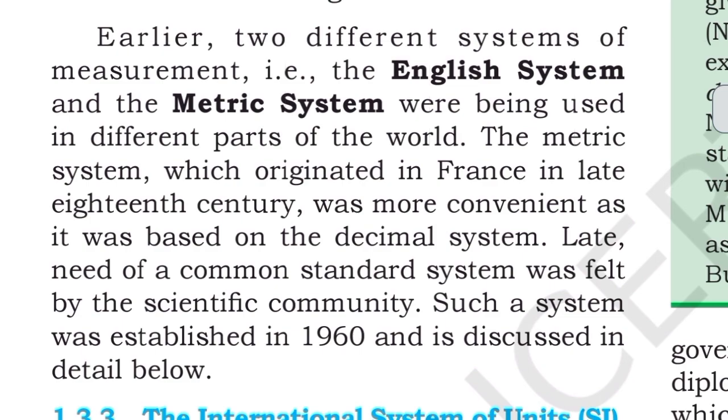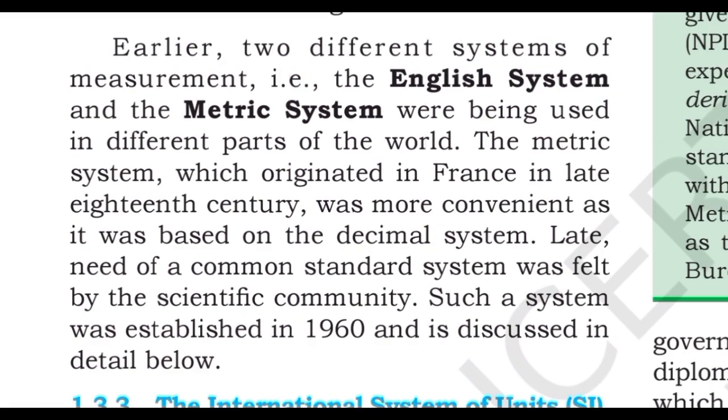Earlier, two different systems of measurement, that is the English system and the metric system, were being used in different parts of the world. The metric system, which originated in France in late 18th century, was more convenient as it was based on the decimal system. Later, the need of a common standard system was felt by the scientific community. Such a system was established in 1960 and is discussed in detail below.